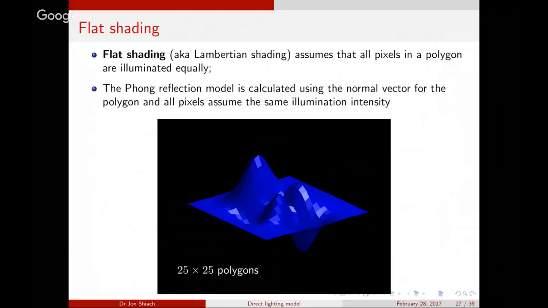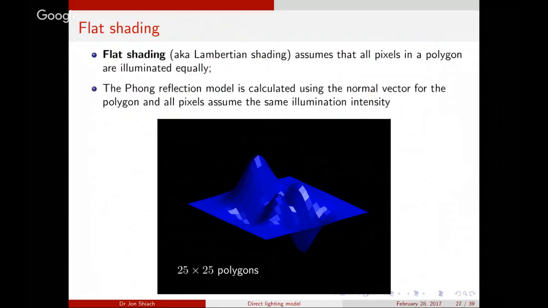What I've done here is create a graph of what's called the peaks function. Peaks is just an undulating function which MATLAB uses to show off its 3D graphing capabilities. Here's a peaks function, and I've used 25 by 25 polygons to represent it. I've put in a light source somewhere over here on the right, and asked MATLAB to work out what the shading should be. Hopefully it's clear, but it's probably better if you look at this through Moodle.